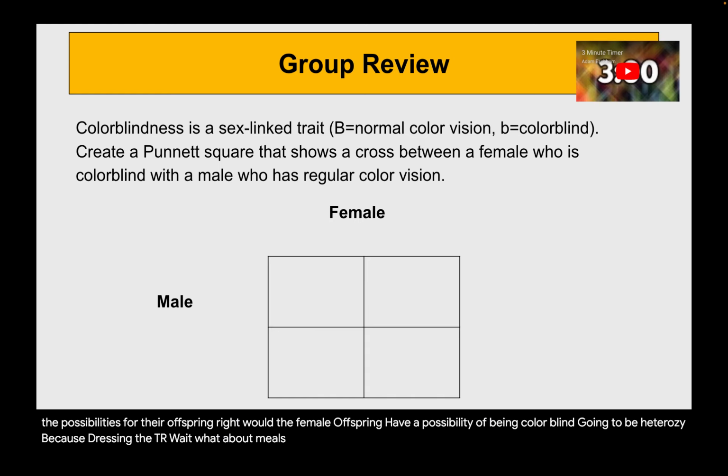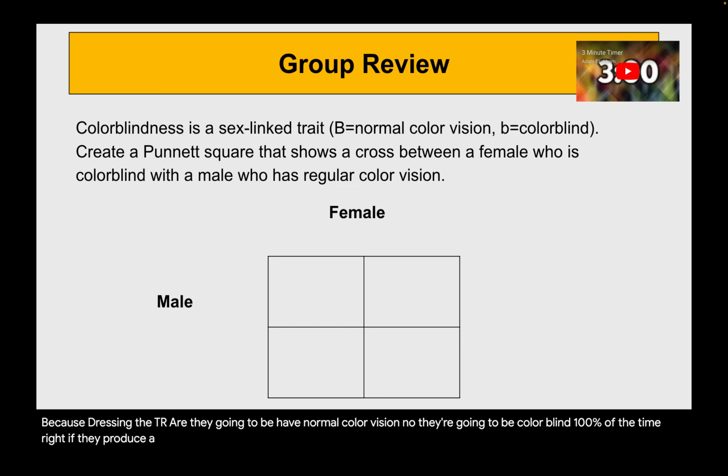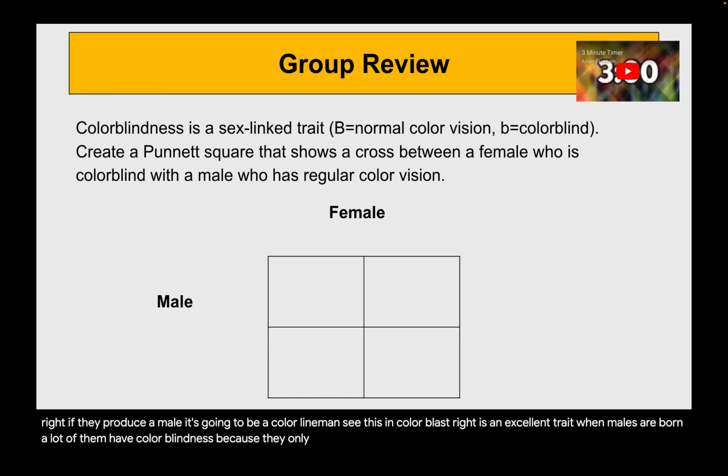What about males? Are they going to have normal color vision? No, they're going to be colorblind 100% of the time. If they produce a male, it's going to be a colorblind male. And we often see this in color blindness. It is an X-linked trait, so when males are born, a lot of them have color blindness if it runs in their family, because they only need one allele that's recessive. They don't need both alleles to be recessive like females do. So this is a very classic example of an X-linked trait.